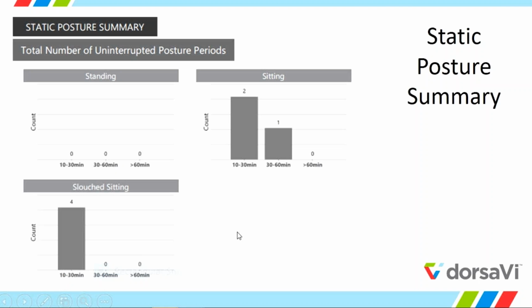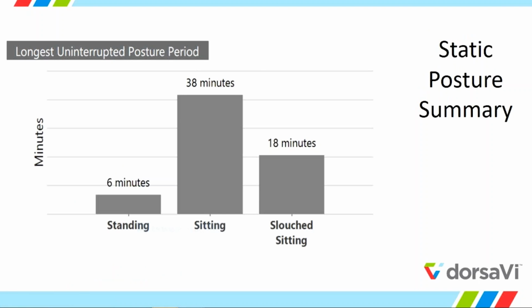And then the final graphic it gives you is the longest uninterrupted posture period. While they were standing, the longest they stood without moving was 6 minutes. While they were sitting, the longest they sat without moving was 38 minutes. And while they were slouched sitting, the longest they did without moving was 18 minutes.